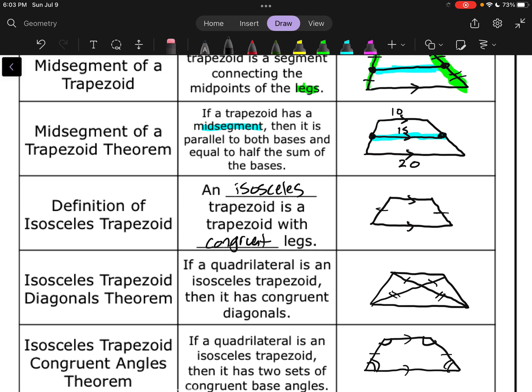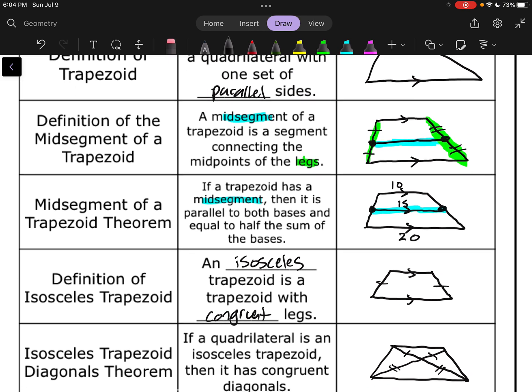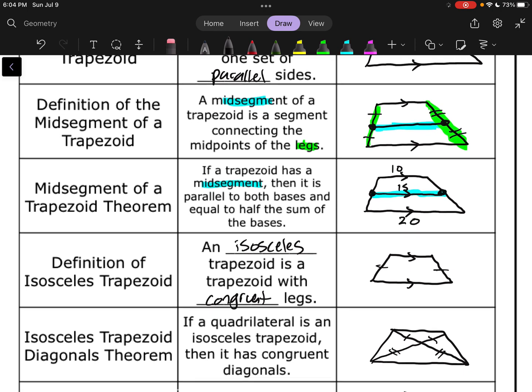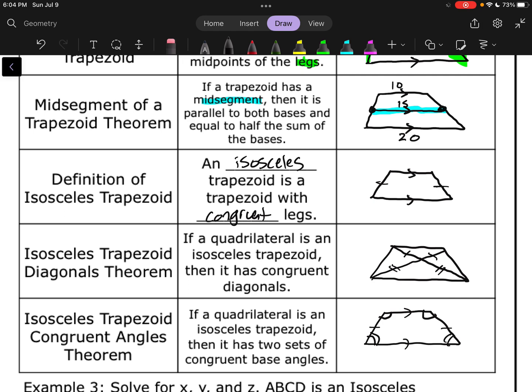Okay, so a lot of random facts about the trapezoid here. We got to know the mid-segment stuff where it's parallel and it is half the sum of the bases. And then we got to know the isosceles trapezoid stuff where the diagonals are the same and the base angles are the same.